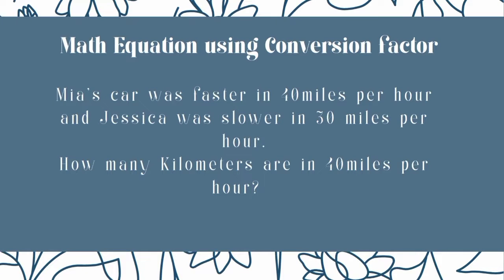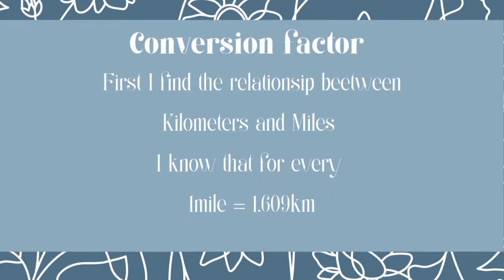Math equation using conversion factor. Mia's car was faster at 40 miles per hour and Jessica was slower at 30 miles per hour. How many kilometers are in 40 miles per hour? Conversion factor. First, I'll find the relationship between kilometers and miles. I know that for every 1 mile, there are 1.609 kilometers.